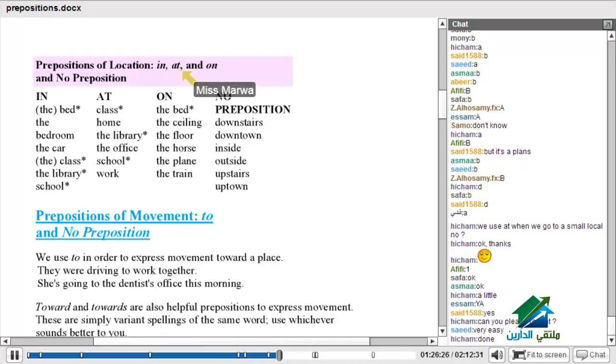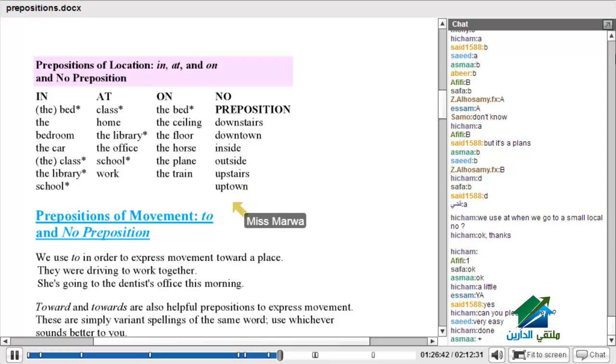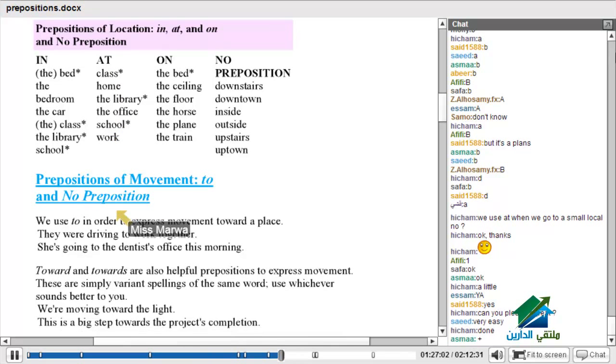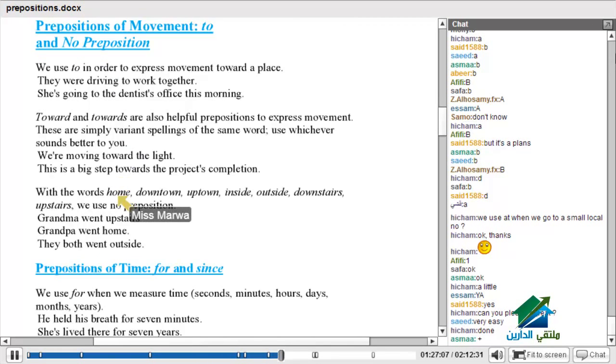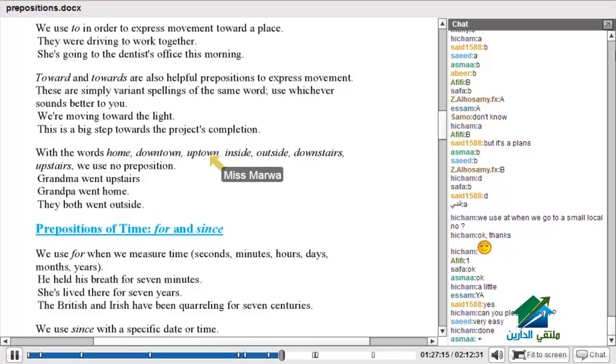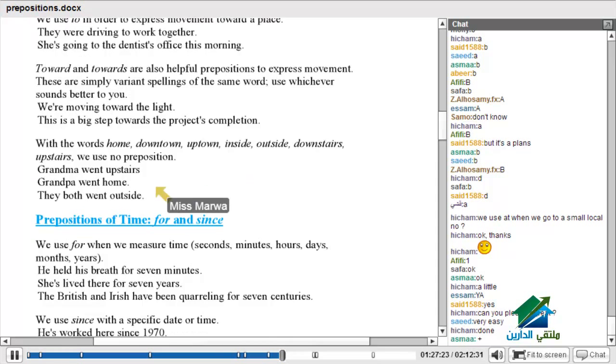Prepositions of location: in, at, and on. And no preposition. Sometimes you don't need to use prepositions, like downstairs, downtown, inside, outside, upstairs, uptown. حاجات دي, we're not using prepositions with them. In the bed, in the bedroom, in the car, in the class, in the library, in the school. Okay? At class, home, library, the office, school, work. Okay? أنا عايزة أفورت المهمة هنا. طبعا هنا we were speaking about no preposition, something like, as I told you, downtown, uptown, inside, outside, downstairs. You don't need it.